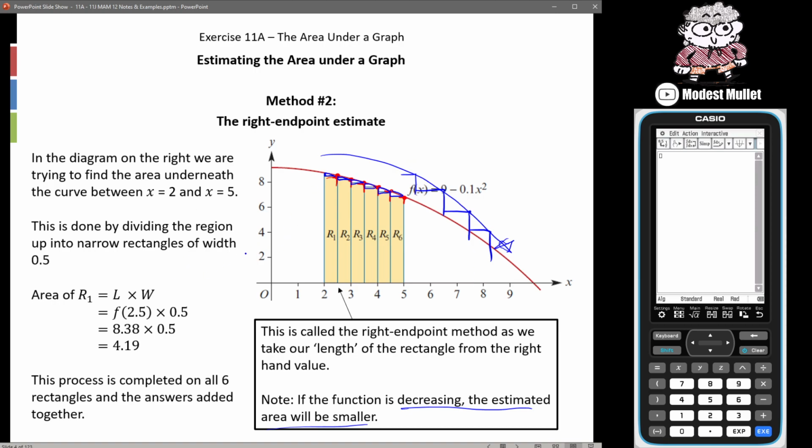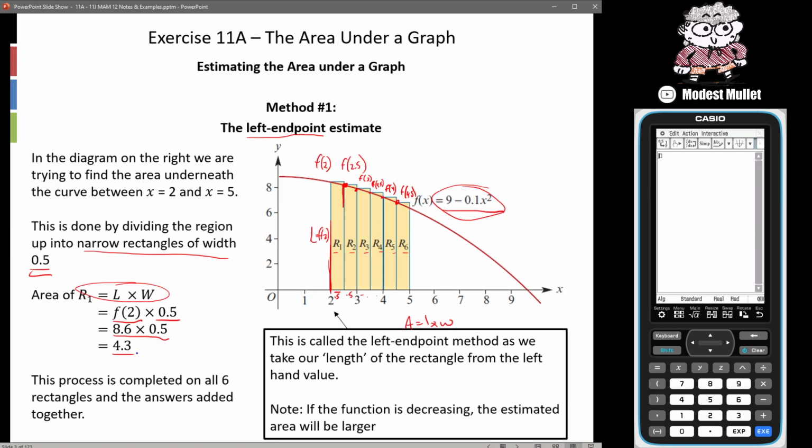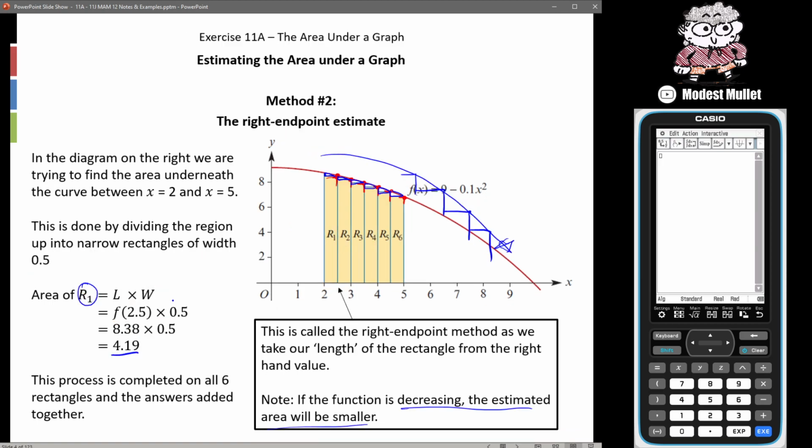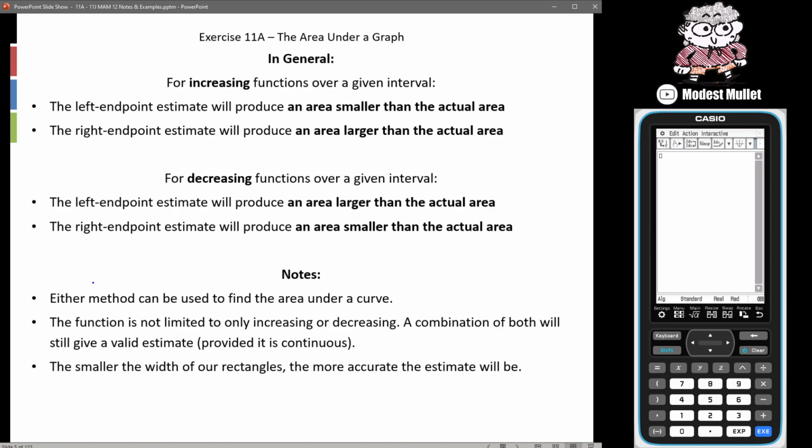But we could repeat this process over and over again, and you can see for region 1, in this case, we got 4.19, and back in our original one, in our left endpoint estimate, we got 4.3 for region 1. So we can see there is a difference between the two. Either of them are valid ways to estimate the area under a graph, though. In general, when we want to think about what the areas are, if we have an increasing function, so the line is going up, and we do a left endpoint estimate, where the endpoints of our regions are on the left, we can clearly see that we're underestimating.